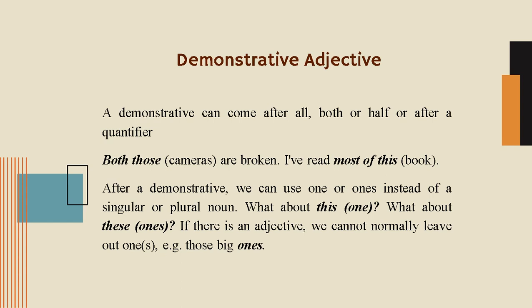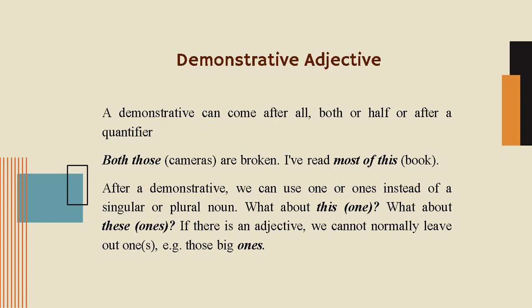After a demonstrative, we can use one or ones instead of a singular or a plural noun. For example, what about this one? And what about these ones?